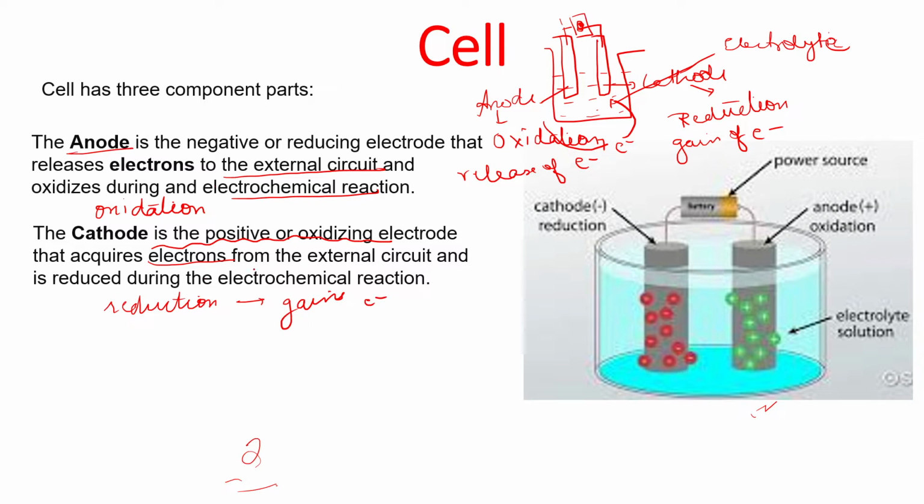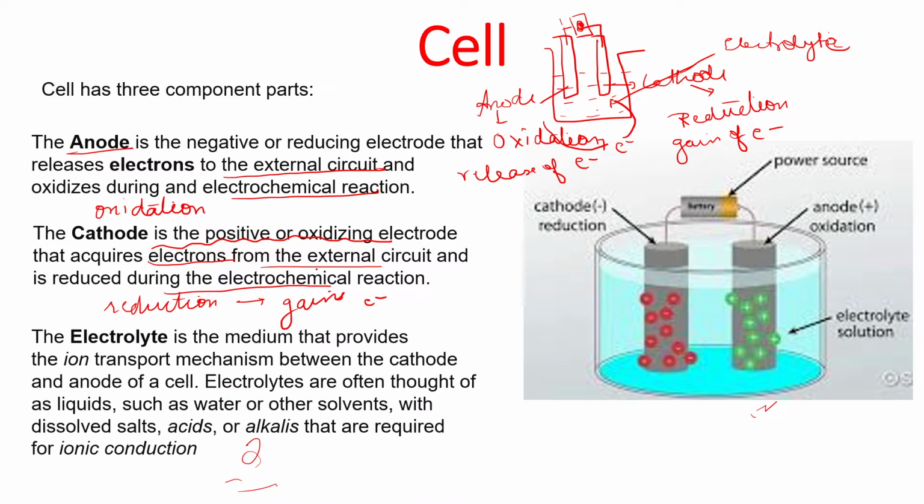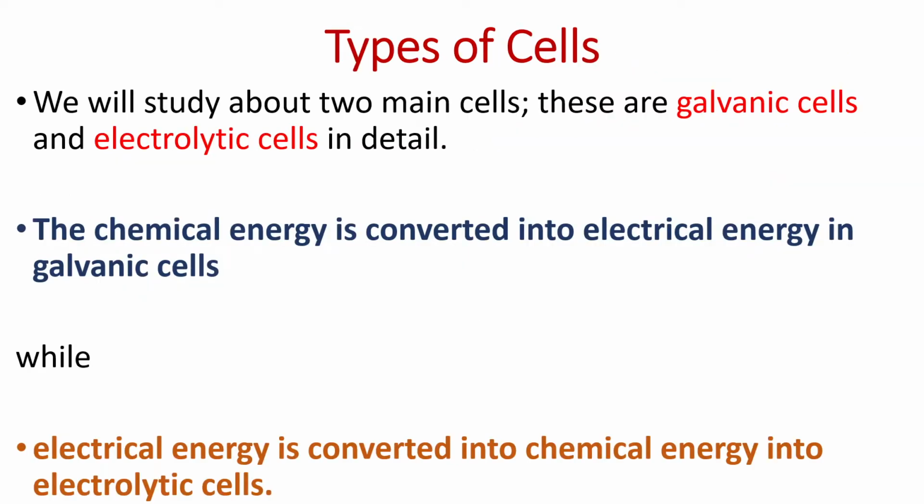So cathode gains electrons from the external circuit and is reduced during the electrochemical reaction, while the electrolyte present in the cell is the medium that provides the ion support mechanism between the cathode and the anode of the cell. Electrolytes are often thought of as liquids such as water and other solvents with dissolved salts, acids or alkalis that are required for the ionic conduction. So basically they conduct the flow of charge between the cathode and anode. They provide the medium.